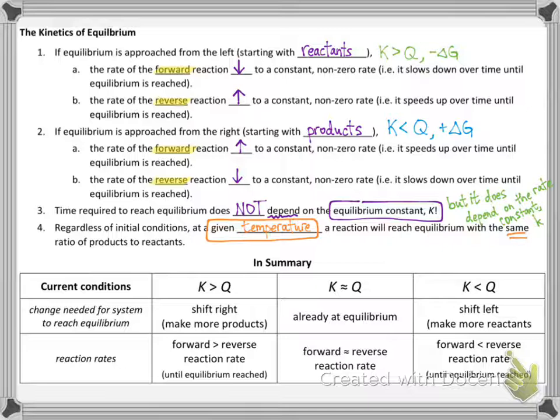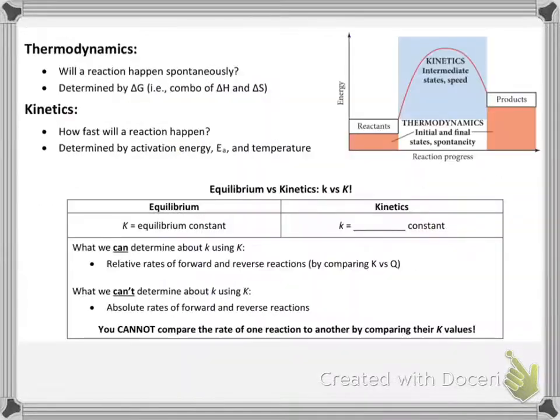Basically, what'll happen if K is greater than Q, if they're about the same, or if K is less than Q. But remember, if you're not at equilibrium, you're approaching equilibrium. So things are going to change until that point of stability is reached.